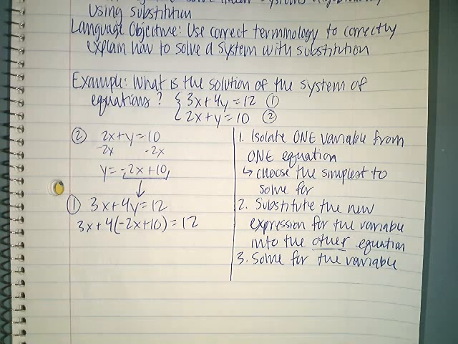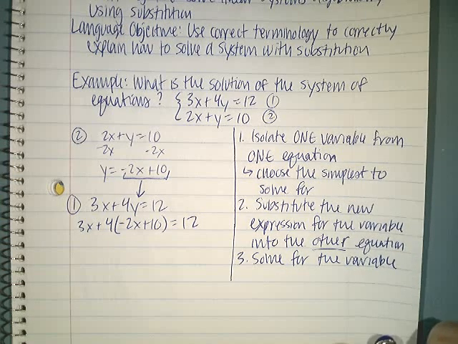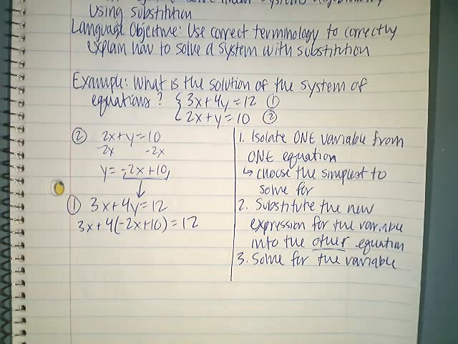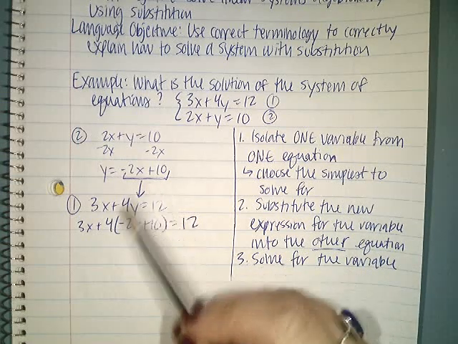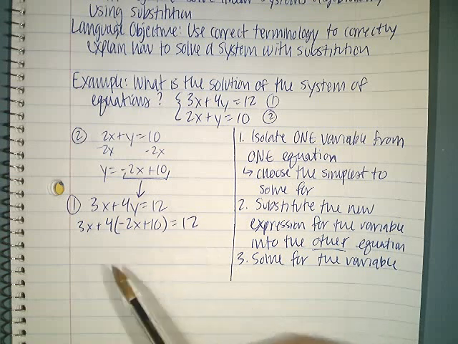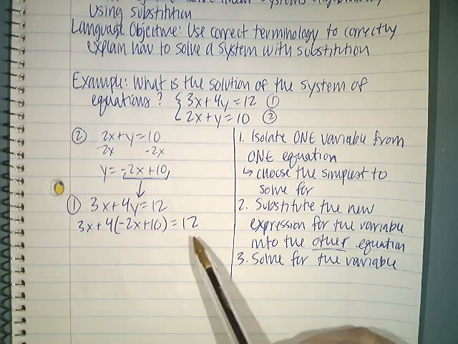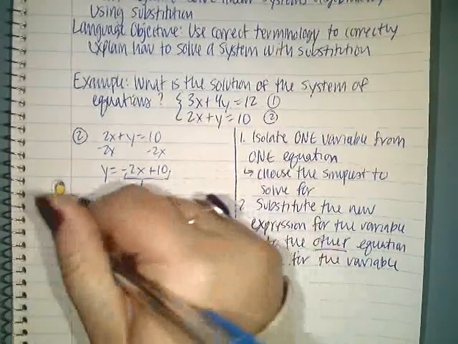So that's ultimately the goal of substitution, is to get an equation in terms of one variable that you can then solve for. I emphasize that because we're going to get to some tricky ones later on in this unit. So when you're using substitution, your goal is to get one equation in terms of one variable. So then I'm just going to solve for the variable, as I said we would do here.